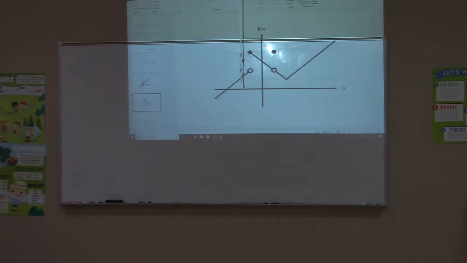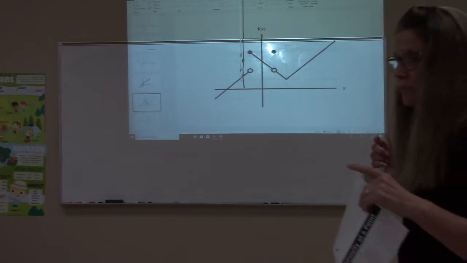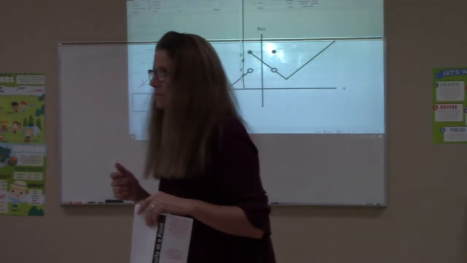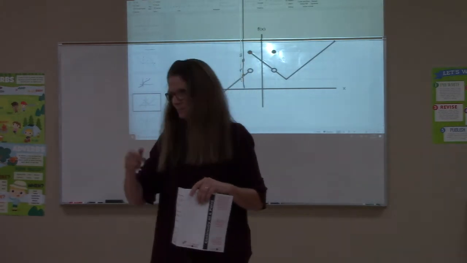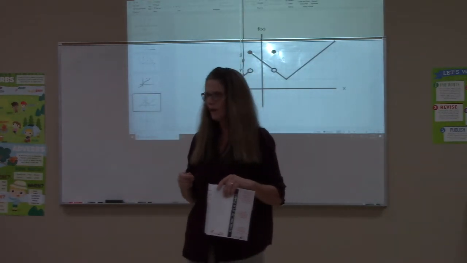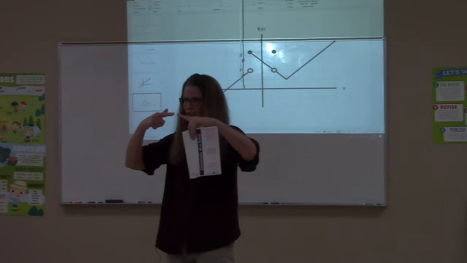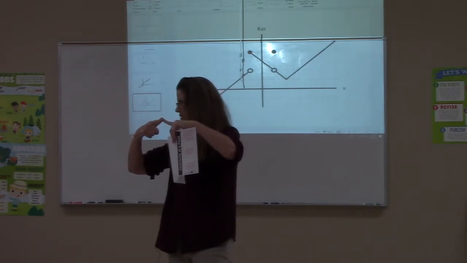Correct. For the limit to exist, it has to come from both sides. It doesn't have a negative or positive. It has to go from both sides. So your fingers have to come together from both sides for it to exist, okay?